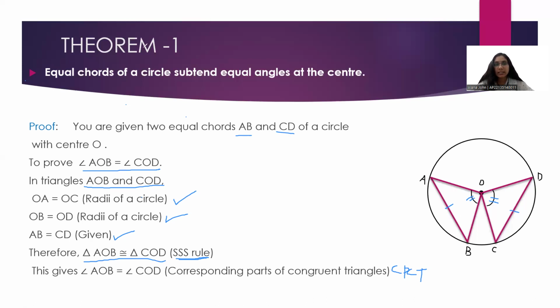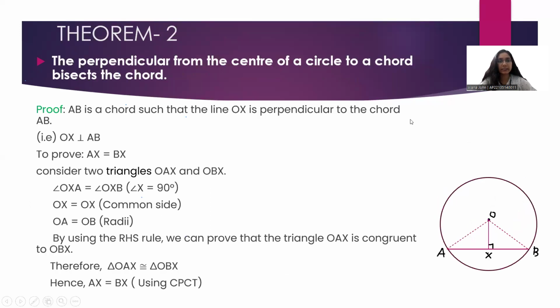So theorem 1 says that if we are taking two equal chords in a circle, then the angles made by them at the center will also be equal. I think this theorem is clear to you, right? Okay, so let's move on to the second theorem. Here is the second theorem. What does the second theorem say? Let's see. The perpendicular from the center of a circle to a chord bisects the chord.